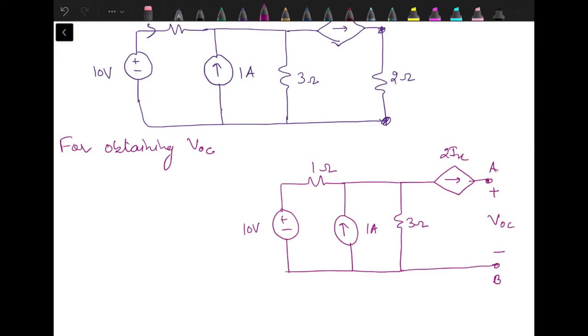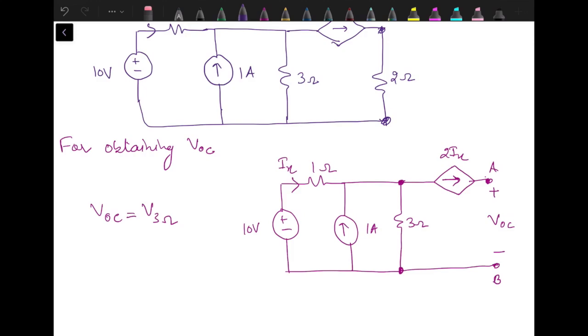Now we have a current source over here which is controlled by current through this 1 ohm resistance. Since these terminals are open, this current is not flowing anywhere and the drop voltage across this will not affect the open circuit voltage. So whatever the voltage is there across this 3 ohm resistance, same is the voltage across this open circuit. So VOC is equal to voltage across the 3 ohm resistance. And in order to find out that, we need to find out the current through 3 ohm.